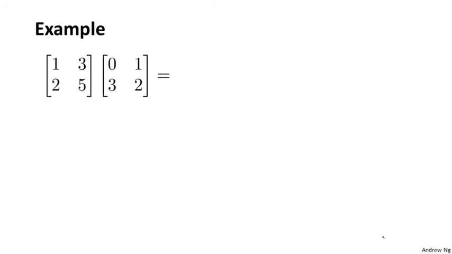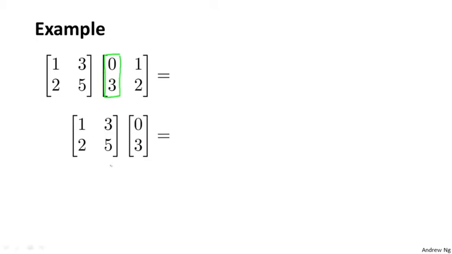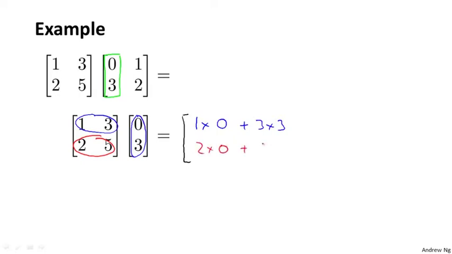Let's say I want to multiply together these two matrices. What I'm going to do is first pull out the first column of my second matrix. That was my matrix B on the previous slide, and I therefore have this matrix times that vector. Let's do this calculation quickly. This is going to be equal to 1, 3 times 0, 3. So that gives 1 times 0 plus 3 times 3. And the second element is going to be 2, 5 times 0, 3. So that's going to be 2 times 0 plus 5 times 3.